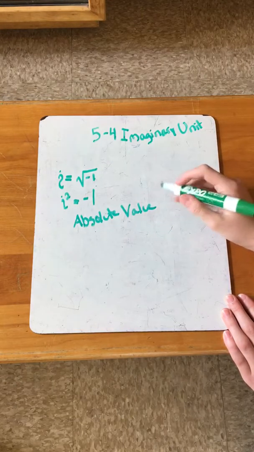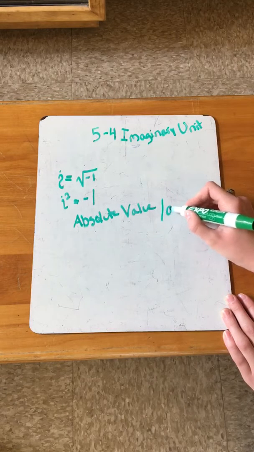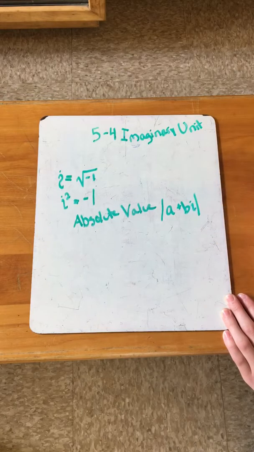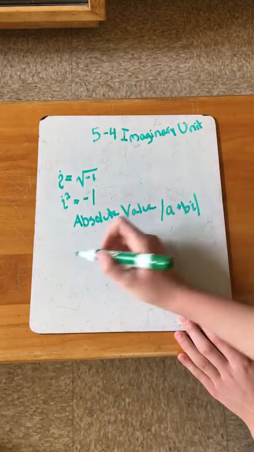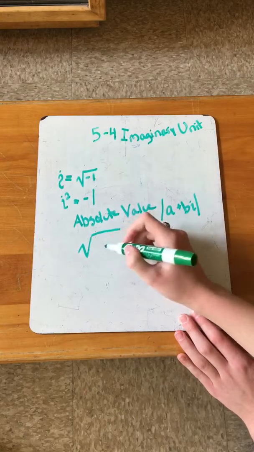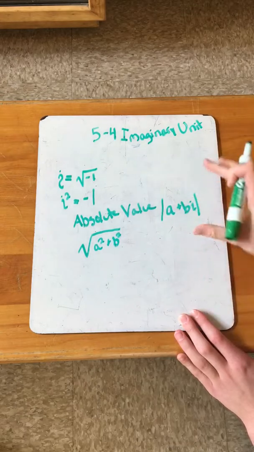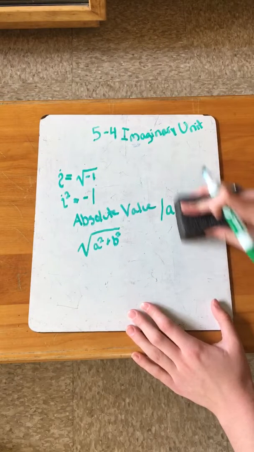Now, the formula that you're going to use is going to be in the form of the absolute value of a plus bi. What you're going to want to do is take a and b out, and put them into a radical in the form of a squared plus b squared to get the answer. So let's go on to number 1.